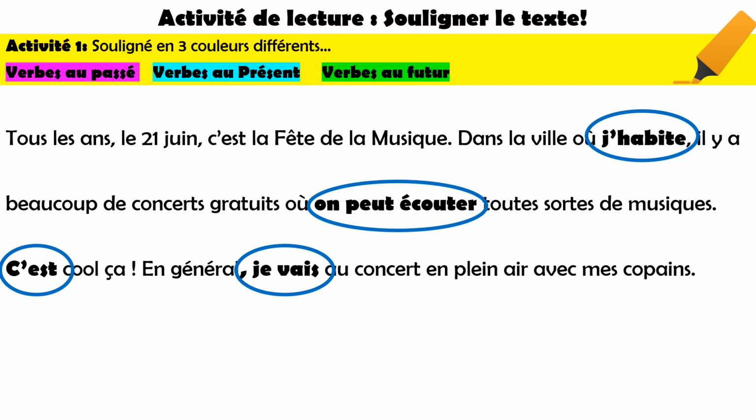Alors, this paragraph is all the present tense as well. So we've got j'habite, c'est, and je vais. This one again looks different. On peut écouter. We learned on peut last module. It means one can. So where one can listen to all sorts of music is still in the present tense.